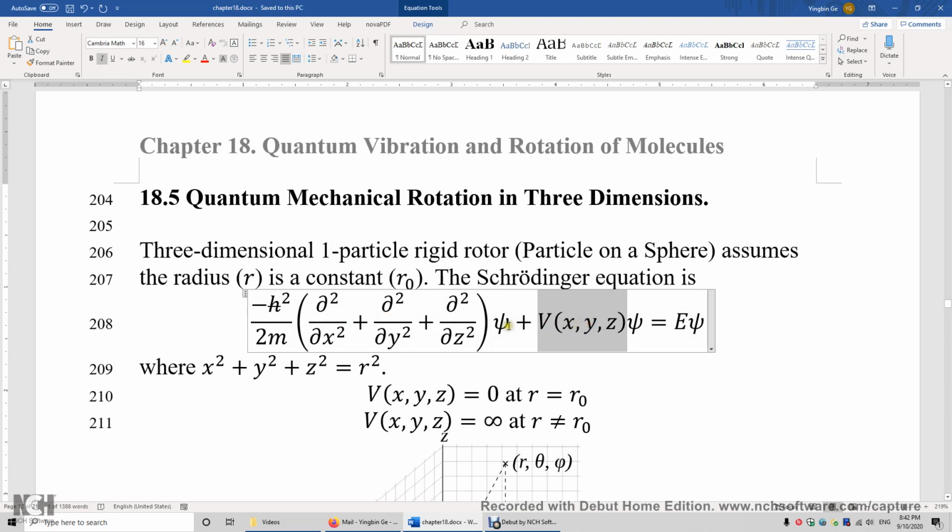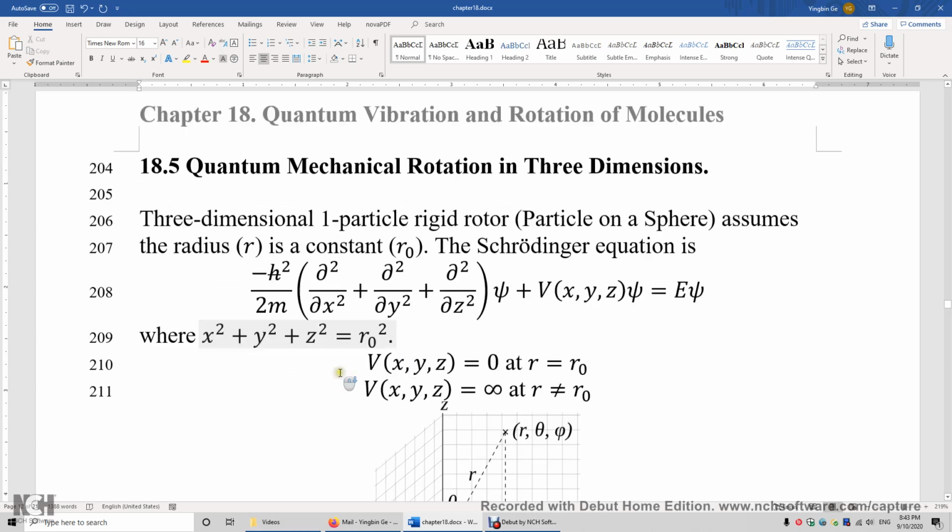And now we are looking at 3-dimensional rotation. Therefore, we have 3 variables x, y, and z. But among these 3 variables, only 2 are independent variables. The third one depends on the other 2, because x squared plus y squared plus z squared is r0 squared.